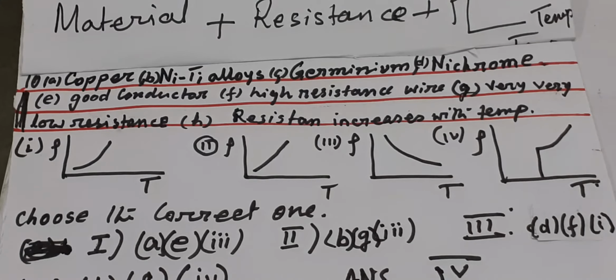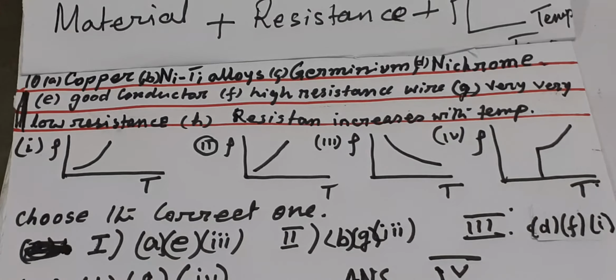Number 2, here B means nickel titanium alloy, and G means here very low resistance. Yes, nickel titanium alloy has very low resistance, but what is the diagram? Diagram is 3. Here 3 means this diagram, specific resistance decreases with temperature, but this pattern is valid for a semiconductor resistivity temperature plot. So number 2 choice is also not correct.